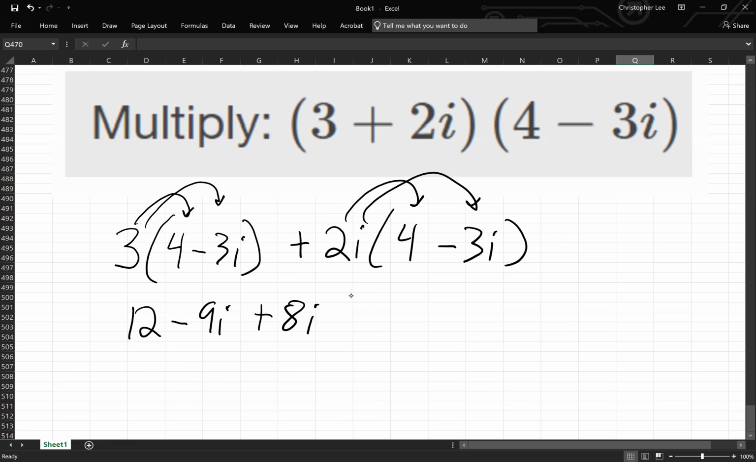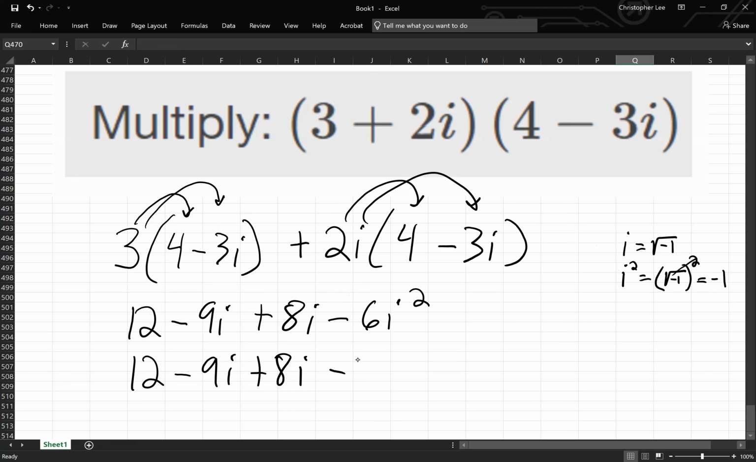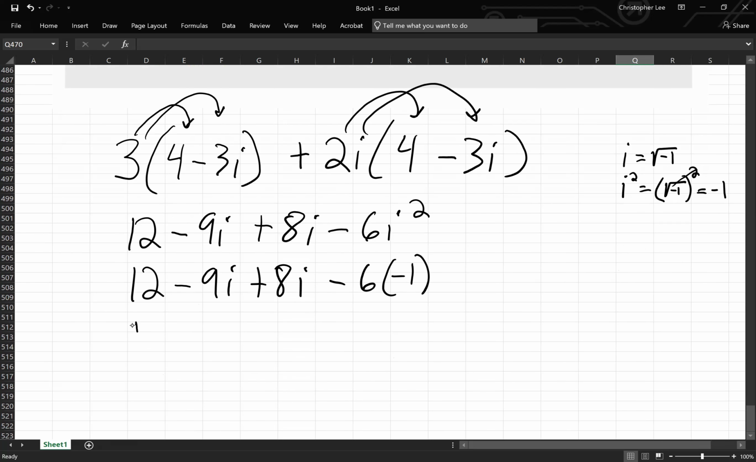And then we have 2i times negative 3i. That's going to give me a negative 6i squared, right? Remember that we spoke about i squared? If i is equal to the square root of negative 1, then i squared is equal to the square root of negative 1 squared. And remember, the square root and the square cancel out, leaving back just negative 1. So this becomes 12 minus 9i plus 8i minus 6 times negative 1. Now, negative 6 times negative 1 is going to give me a positive 6. So this becomes 12 minus 9i plus 8i plus 6.